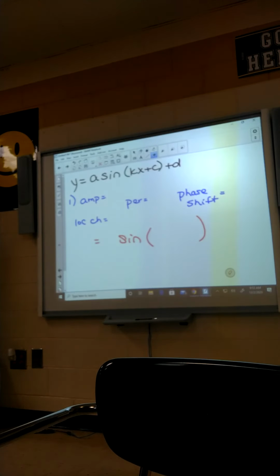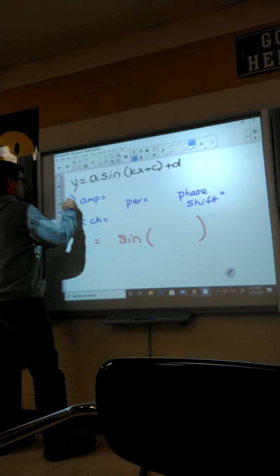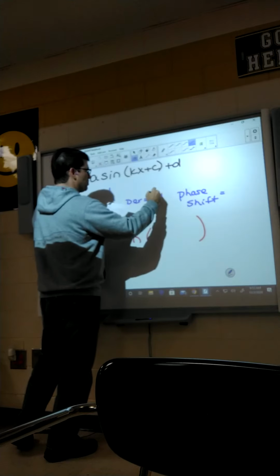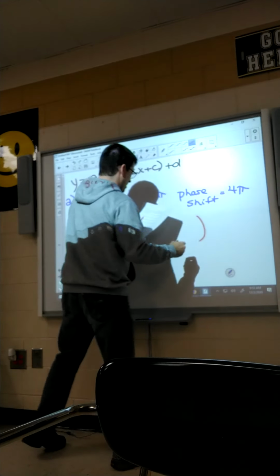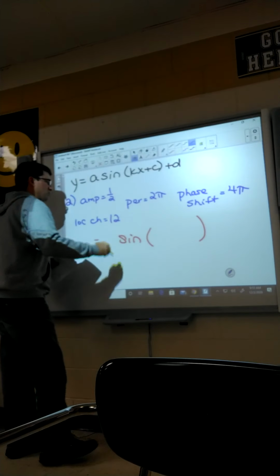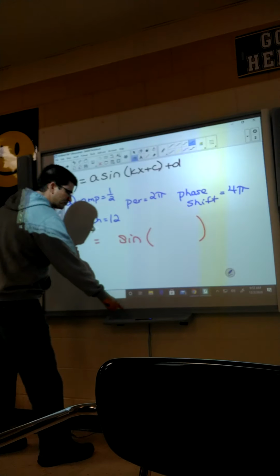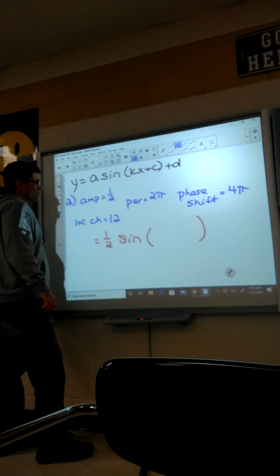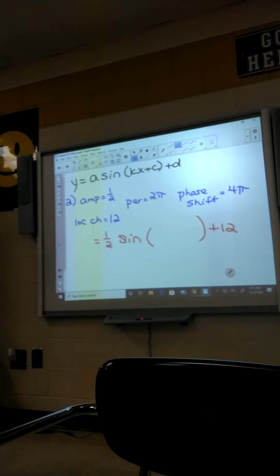All right, it says my amplitude is 1/2, period's 2 pi, phase shift is 4 pi, location change is 12. All right, how do I start? Oh, you do 1/2. Good job. On the side, put 1/2 in front of the sine. What do you put at the end? Plus 12. Good. All right, write that down to start.